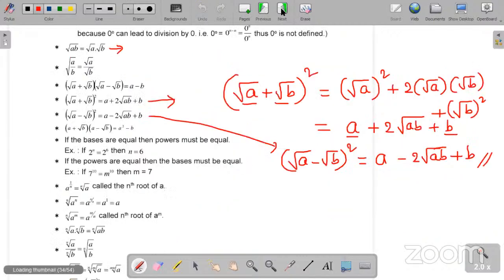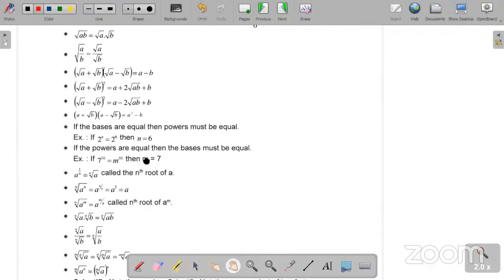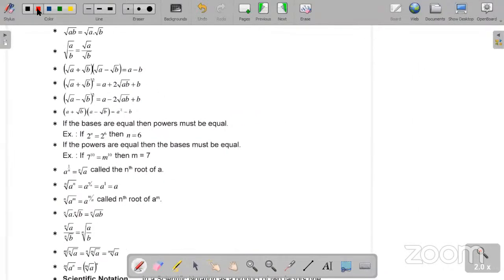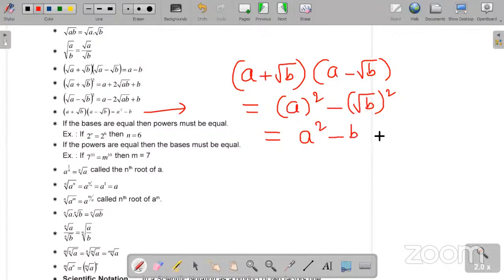Next, let us move to next concept. This is very, very important concept. See, my dear students, for example, a plus root b into a minus root b is there. So don't get any confusion. It is also in the form of a plus b into a minus b. So this we can write a whole square minus root b whole square. A whole square is a square, minus root b square is b.